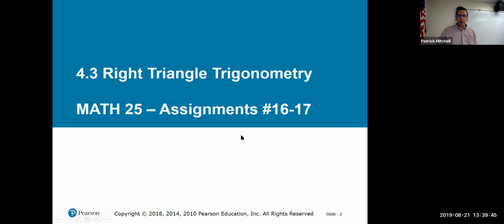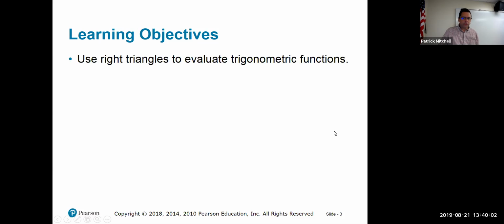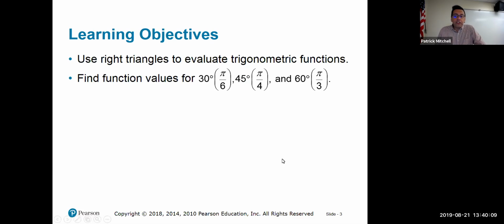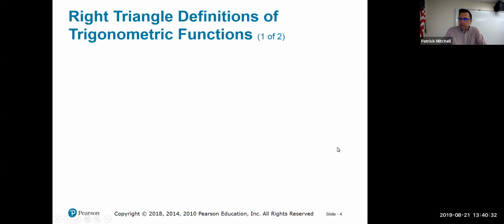In this section, we're pretty much always talking about acute angles, angles between 0 and 90 degrees, or between 0 and pi over 2, depending on whether you're in degrees or radians. We're using right triangles to evaluate trigonometric functions. We're going to learn about pi over 6 and pi over 3, aka 30 degrees and 60 degrees. We already know about pi over 4. We're going to talk about what are called the cofunction identities, and we're going to solve some applied problems, which are kind of fun. That's all there is to it.